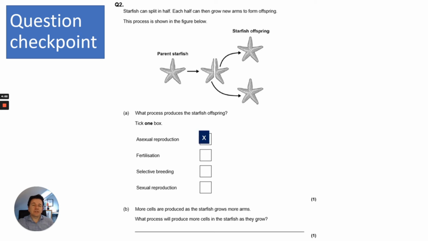Okay, so starfish can split in half. What process produces the starfish offspring? Well, that is asexual reproduction. More cells are produced as the starfish grows more arms. What process will produce more cells in the starfish as they grow? Well, that will be mitosis. The reason it's mitosis is that it is produced for growth and repair, and you're producing genetically identical cells.